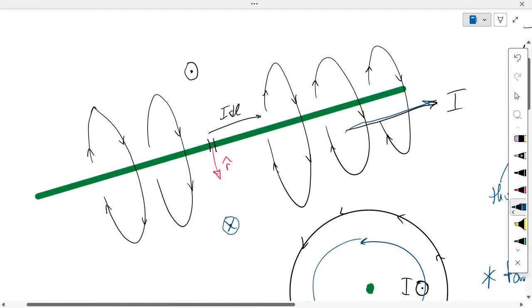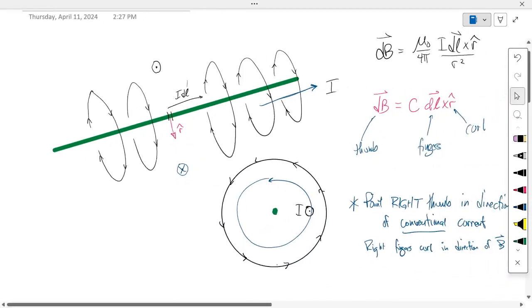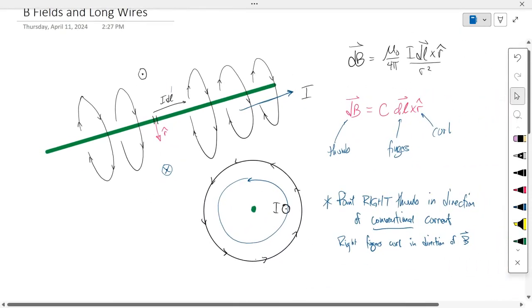Boy, right-hand rules are the worst thing to teach via video. That's fine. We point our right thumb this way, and when we curl our fingers, we can imagine our fingers curling up behind the wire and over the top coming out of the page and down in the front of the wire and so on and so forth. Okay? Yes? Great, onward.